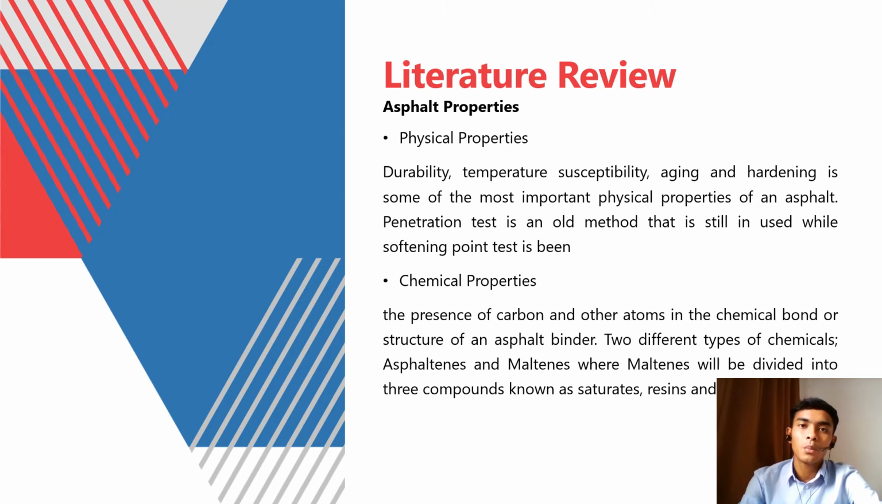For the chemical properties of asphalt, the chemical composition is identified by the presence of carbon and other atoms in the chemical bonds or structure of an asphalt binder. Asphalt is often divided into two different chemical types, known as asphaltenes and maltenes, where the maltenes are divided into three compounds known as saturates, aromatics, and resins.